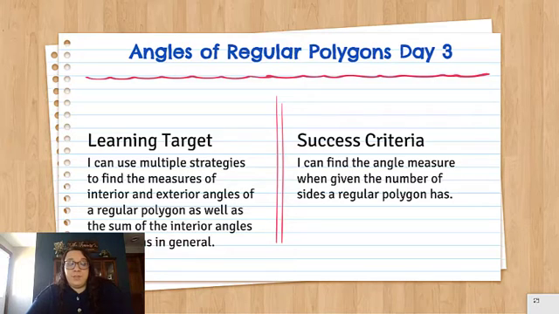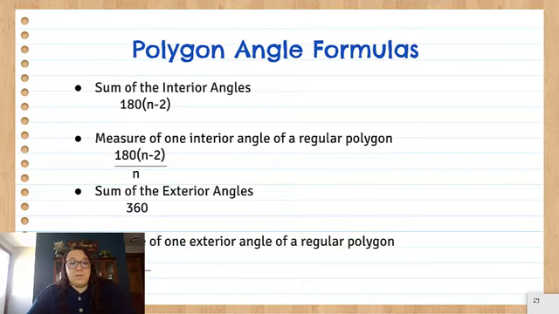Our learning target is to be able to use multiple strategies to find the measures of interior and exterior angles, as well as the sum of the interior and exterior angles. You know you'll be successful when you can use those 3 formulas interchangeably with different polygons. Let's jump in and remind ourselves of those formulas.